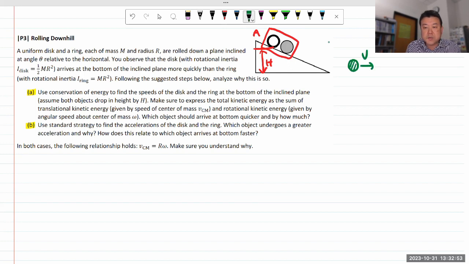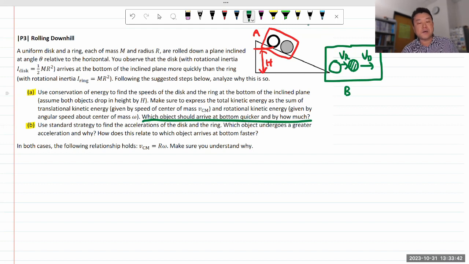So the disk is moving at some speed, let me call that V disk, and the ring is moving at some speed, let me call that V ring. This snapshot, we'll call B, is the second set of snapshots that I'll consider. Two snapshots for each set, two sets, so a total of four snapshots to consider for conservation of energy. Let me first apply this method for the disk, then change anything that needs to change for the ring. The goal is to answer: which object should arrive at the bottom quicker, and by how much? And I will give you a kinematics trick to do this calculation relatively quickly.